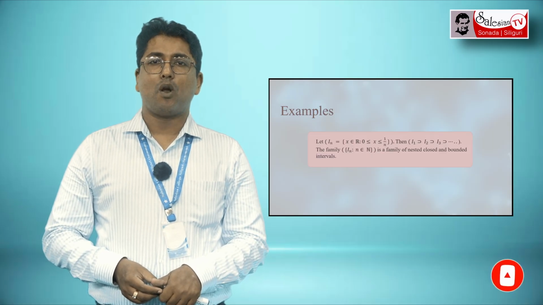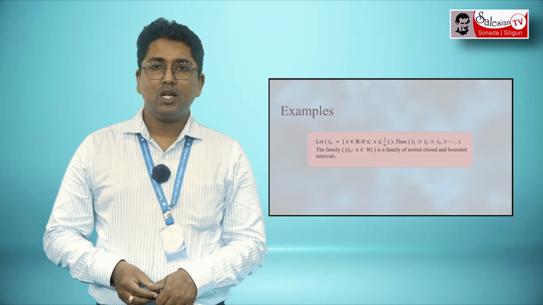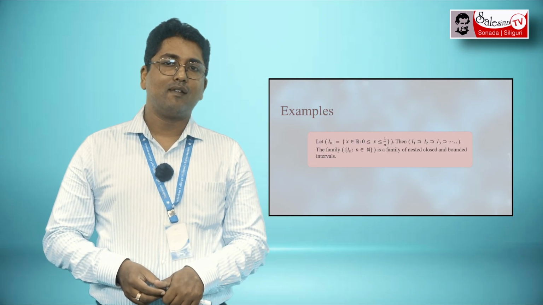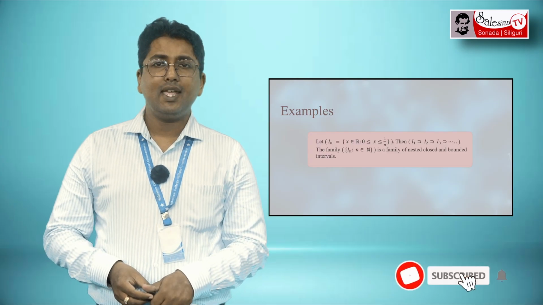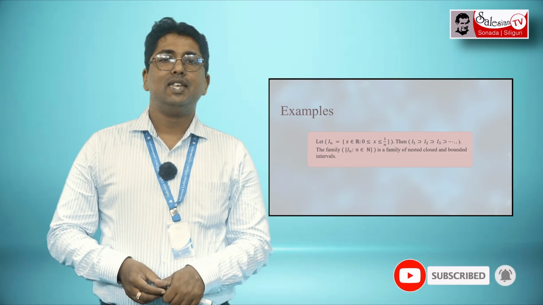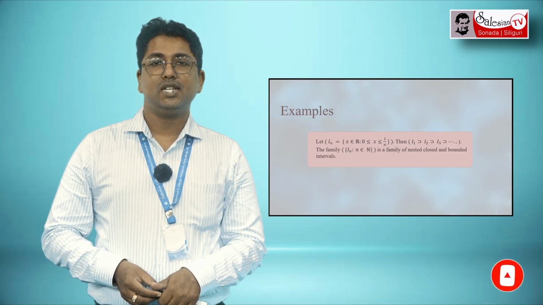That means the nested property remains as it is. The only difference here is that the intervals are closed, which means we can say this I_n is a family of nested, closed and bounded intervals. Why I am focusing on these two words is that we will get to know about them further in this topic. Open and bounded is important, but a closed and bounded family of nested intervals is very important, because the nested interval theorem somehow relates to this family of closed and bounded intervals.